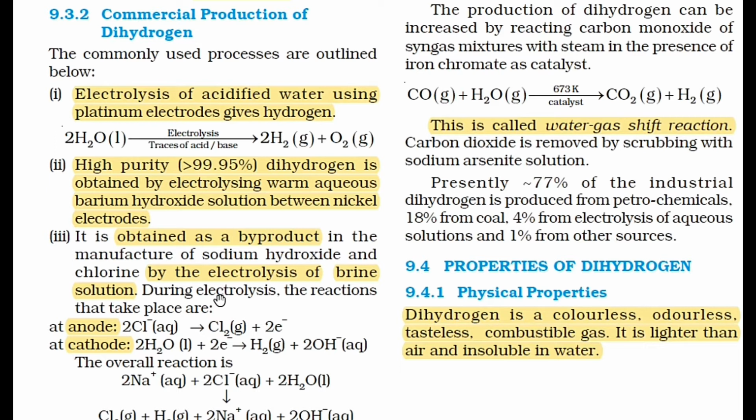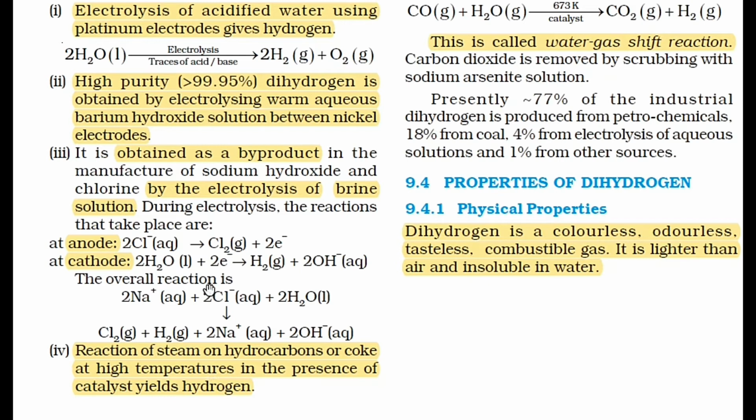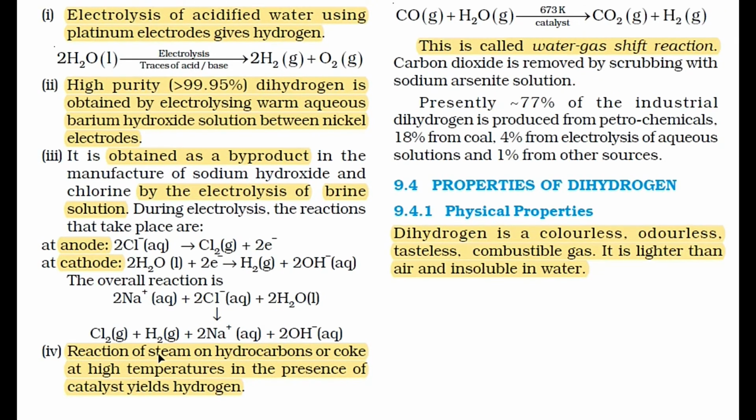So as per the preference for redox, the Cl minus ions move towards the anode, undergo oxidation and liberate a greenish yellow gas, that is Cl2. And at the cathode, H plus ions would gain electrons to form H2 gas. So the overall reaction is aqueous NaCl liberating chlorine gas at the anode, hydrogen gas at the cathode, and producing sodium hydroxide.